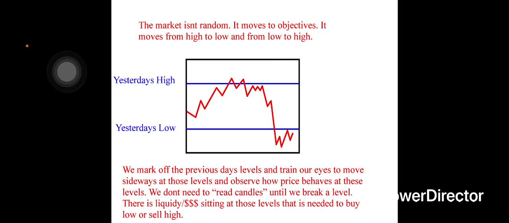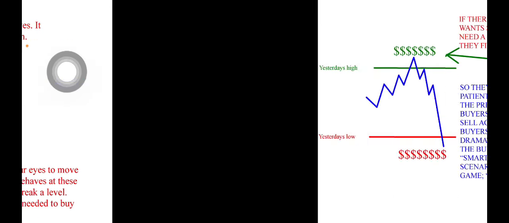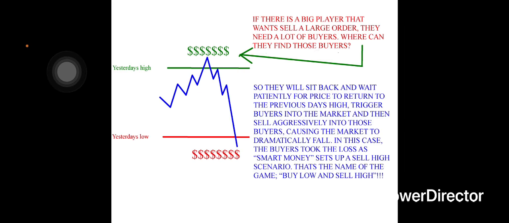So there is liquidity, pardon the spelling, or money sitting at those levels that is needed to buy low or sell high. So back to this example, where would they find those buyers? Smart money can just sit back and wait patiently for price to return to the previous day's high, triggering those buy orders into the market and selling aggressively into those buyers, causing the market to dramatically fall. In this case, the buyers took the loss as smart money sets up a sell high scenario. And that's the entire name of the game, right? Buy low and sell high.